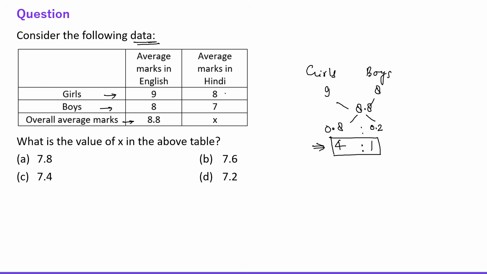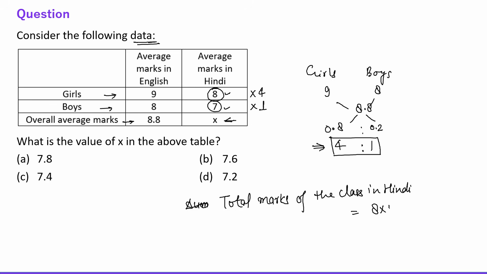They are asking the average marks in Hindi of girls and of boys, and the overall average. So let us assume that 4 girls are there in the class and 1 boy is there in the class. So this number will be multiplied with 4 and this number will be multiplied with 1 to find the sum of the total marks. The total marks of the class in Hindi will be what?